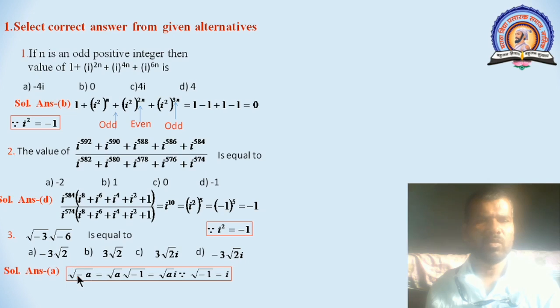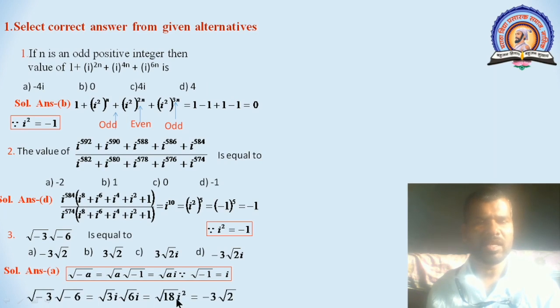As we know, root of minus a is equal to root of a into root of minus 1, and root of minus 1 is i. Therefore, root of minus a can be directly written as root of a times i. Similarly, root of minus 3 can be written as root 3 i, and root of minus 6 can be written as root 6 i.